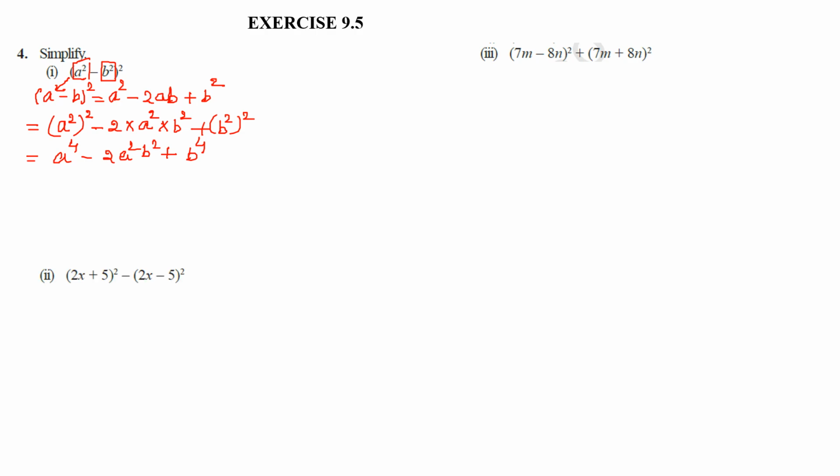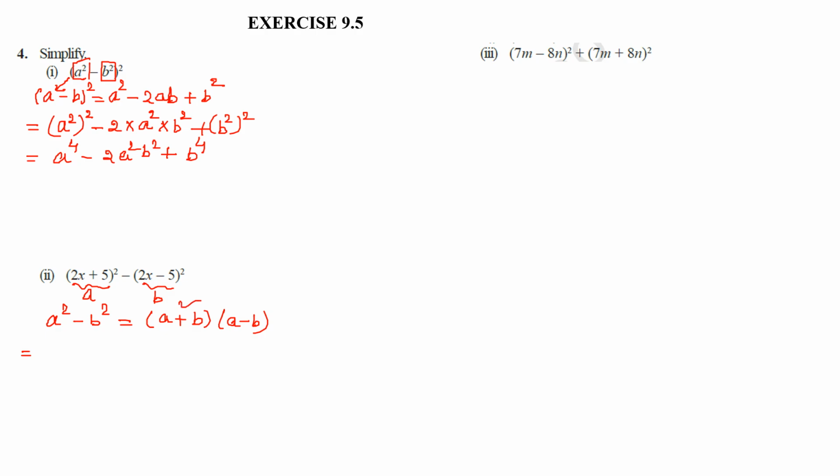Now the second question. (2x plus 5) whole square minus (2x minus 5) whole square. If you observe carefully, if I consider this as my a and this as my b, this is the identity a square minus b square. And we know that a square minus b square is (a plus b) times (a minus b), right? So now here your a is 2x plus 5, b is 2x minus 5.